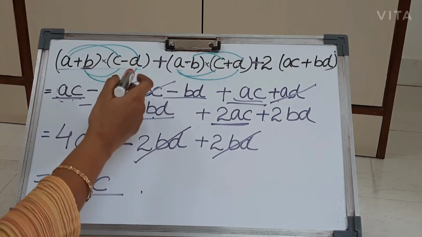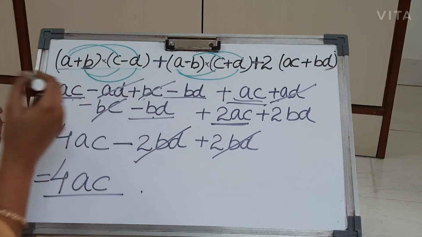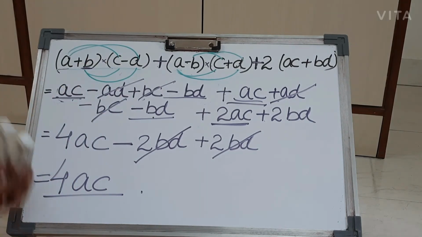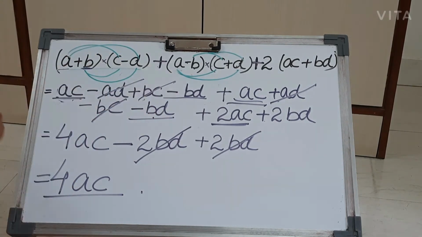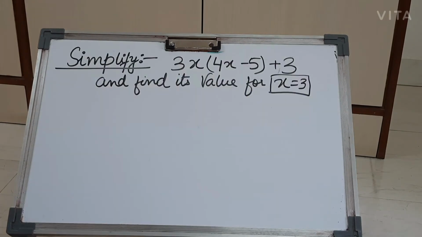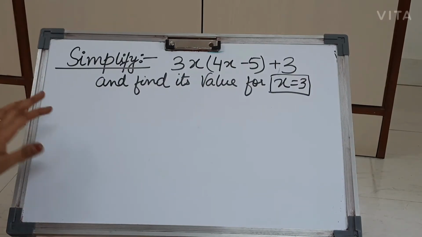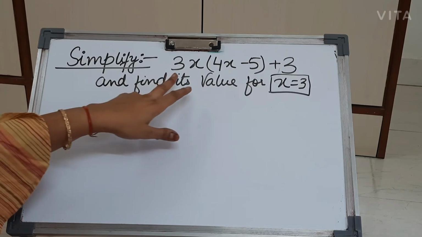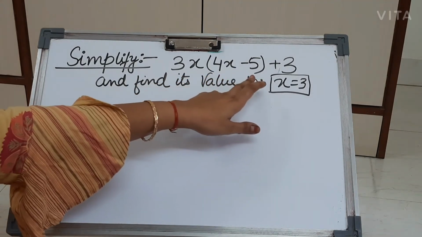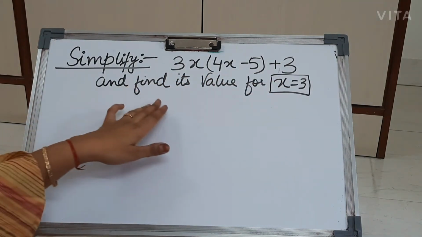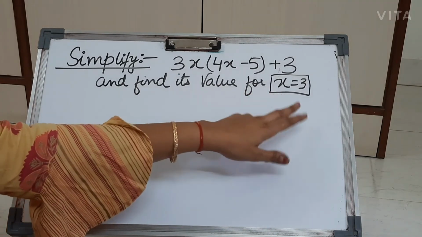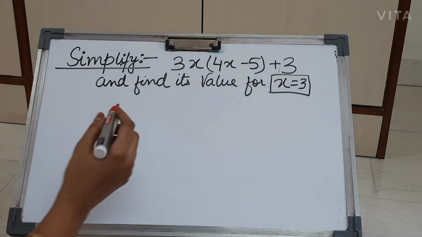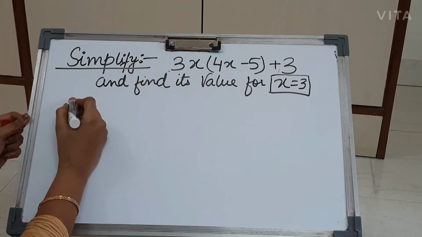So this is how we are going to solve this type of question. One by one we have to take and multiply. Now coming towards the next. If the question reads like this: simplify 3x multiplied with (4x minus 5) plus 3 and find its value for x equal to 3. First we will simplify this expression.